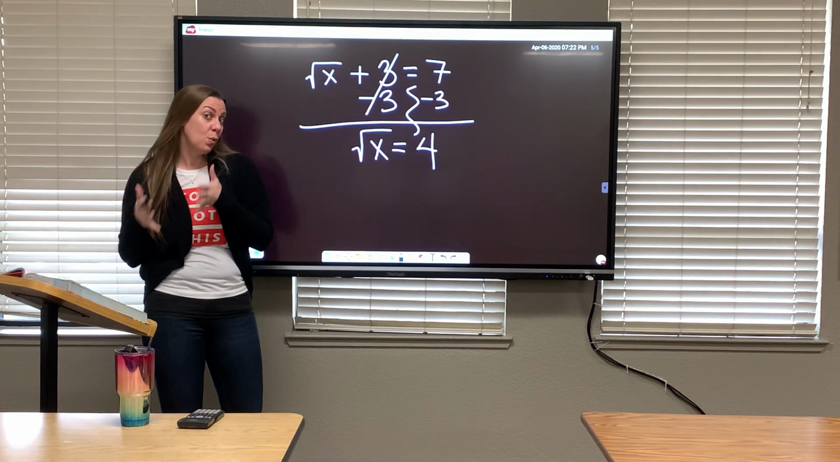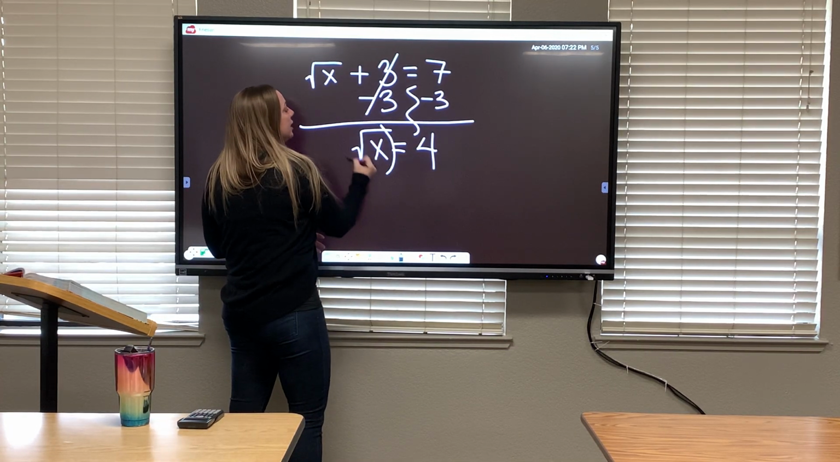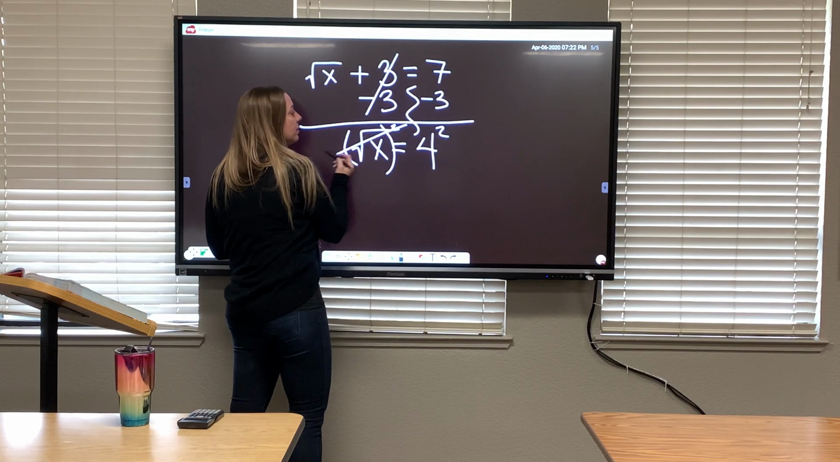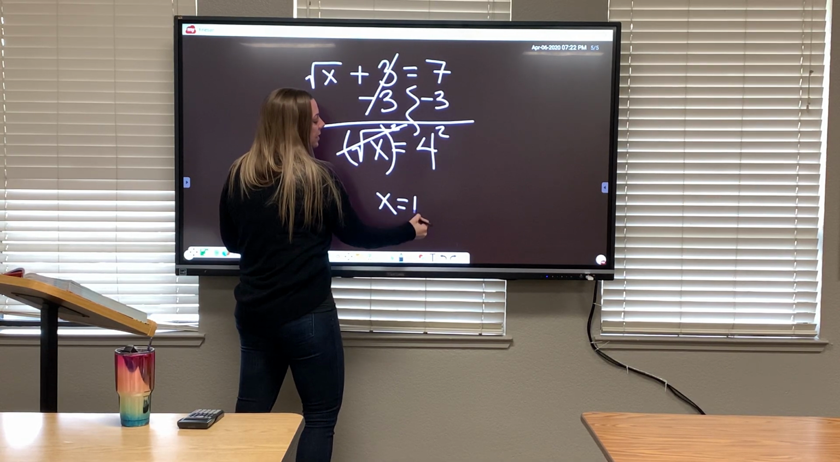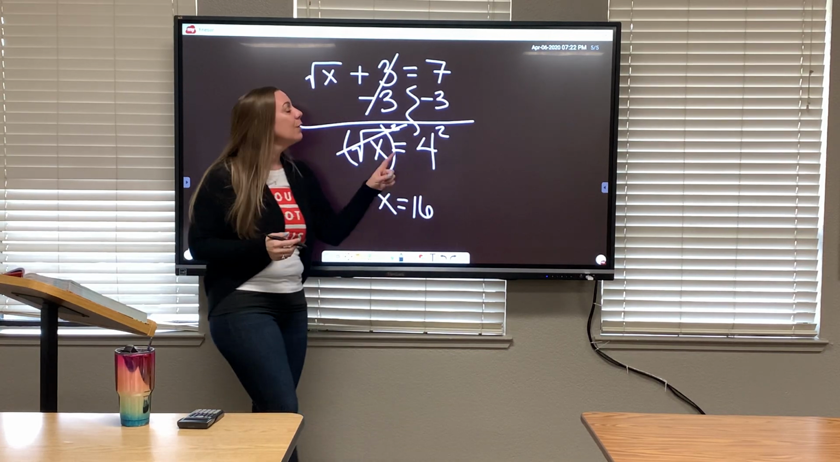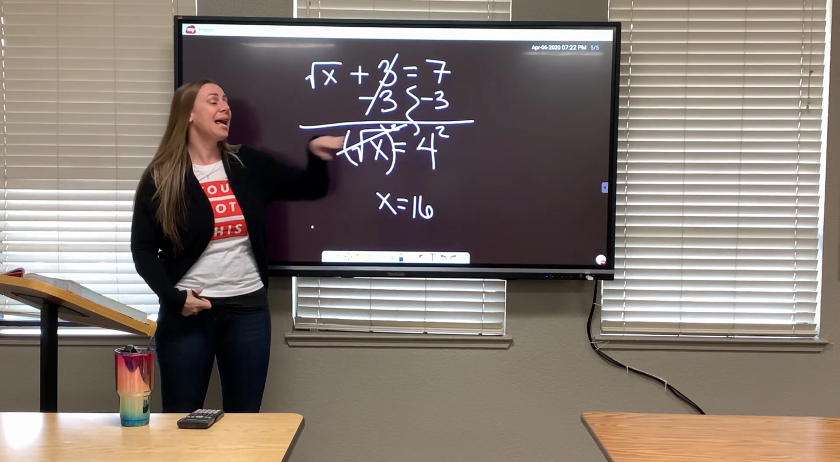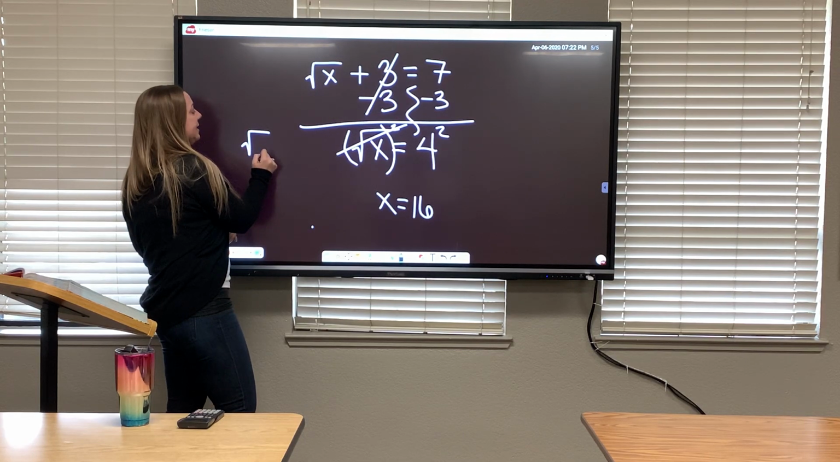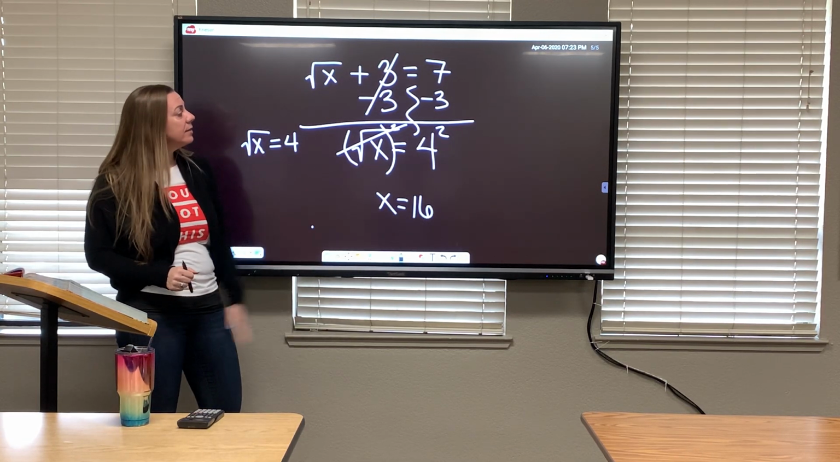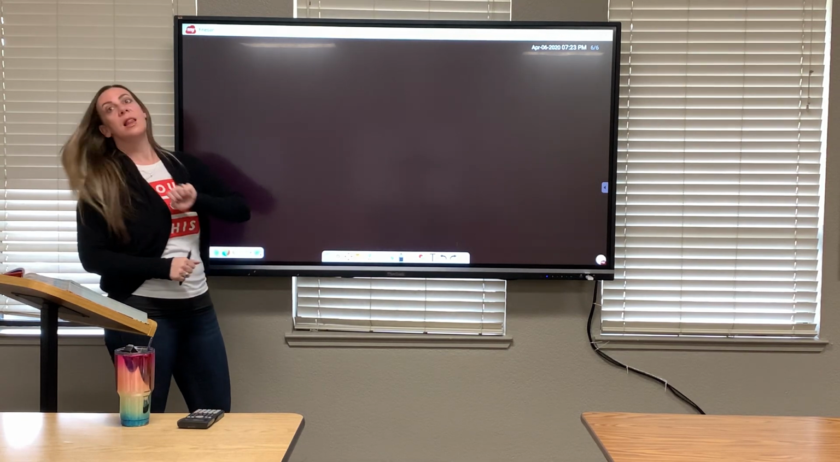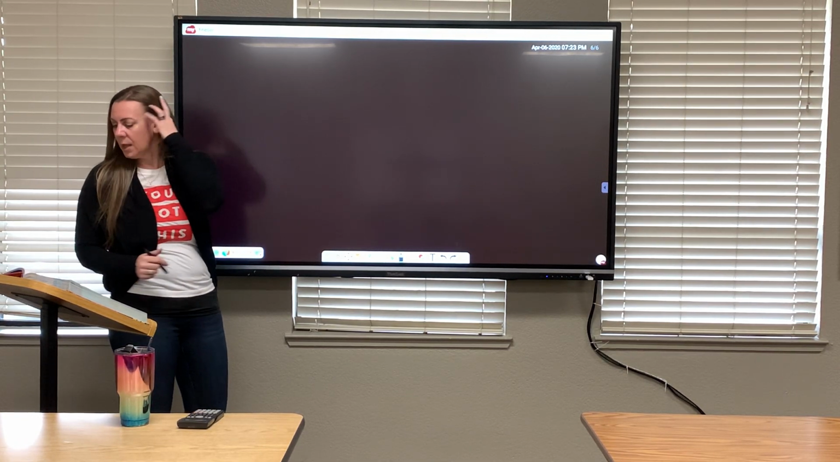Now I can go back to what I was just doing a second ago, where I square both sides. The radical symbol and the square cancel each other out. I'm left with x equals 16. I can't forget to square this side and that side. I cannot just leave it as the square root of x equals 4, because that's not solving for x. We want to solve for x, okay? Well, let's try another one.